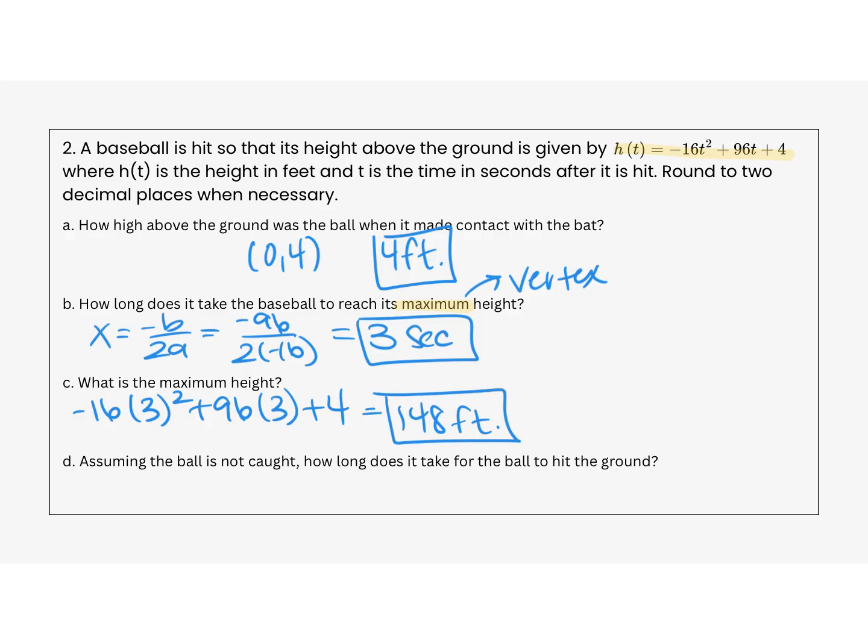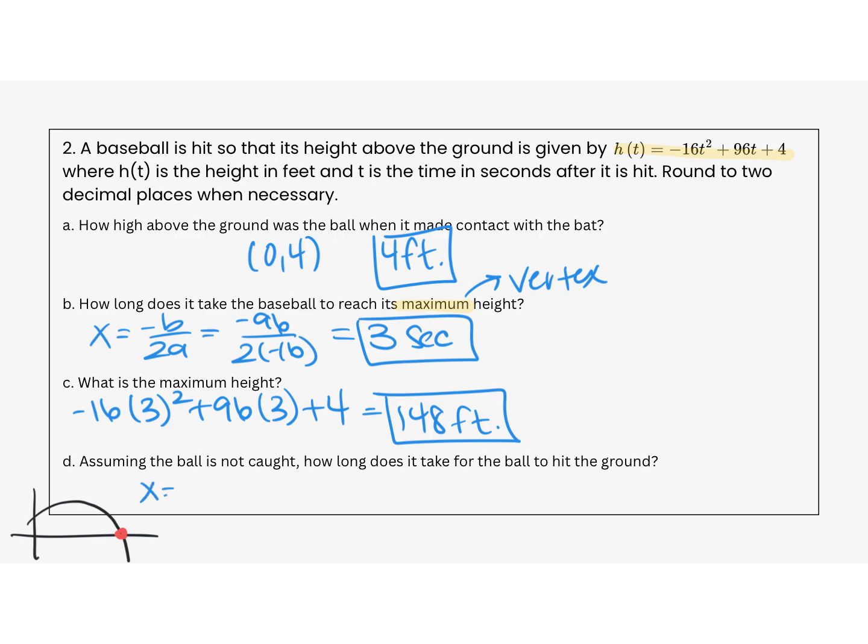Last one, and again, this is the new part. Assuming the ball is not caught, how long does it take for the ball to hit the ground? So you can think of, here's my parabola. It's getting hit, and then it's coming back down. So this is what we're looking for, which is the x-intercept. And again, we find that by using the quadratic formula.